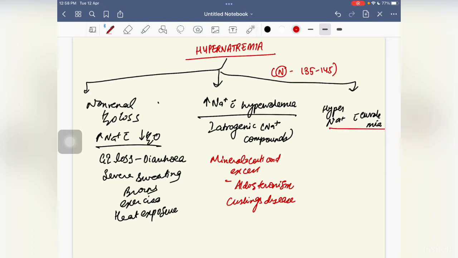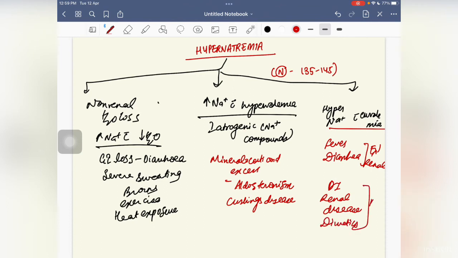With euvolemia, important thing to know, again the same causes will continue: either extrarenal or renal water losses. Extrarenal water loss being diarrhea, or somebody having fever. Renal water loss occurs when somebody has diabetes insipidus, renal disease, or is diabetic, right? These are the reasons for hypernatremia with euvolemia.